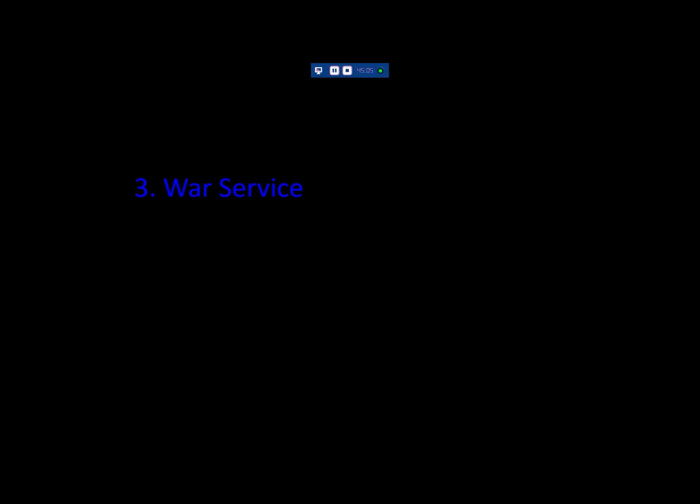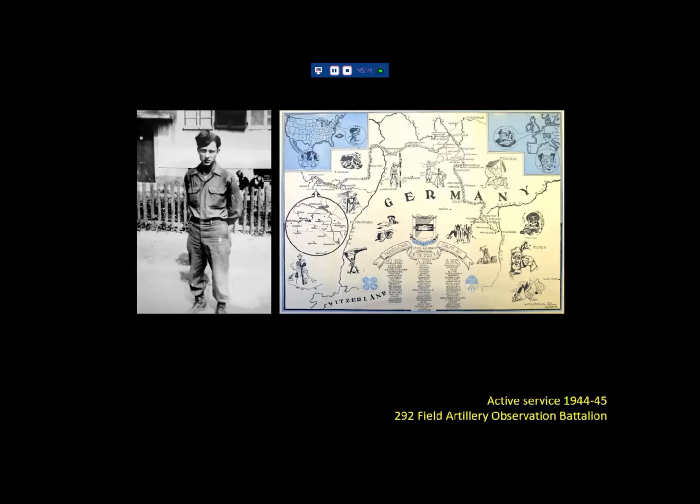As you will know from a previous lecture, you've seen this picture. He was on active service from 1944 to 1945. The war finished in the summer of 45, but he remained in the army nearly another year. He was with the 292nd Field Artillery Observation Battalion, and this map shows their route across Germany, from France into Germany.